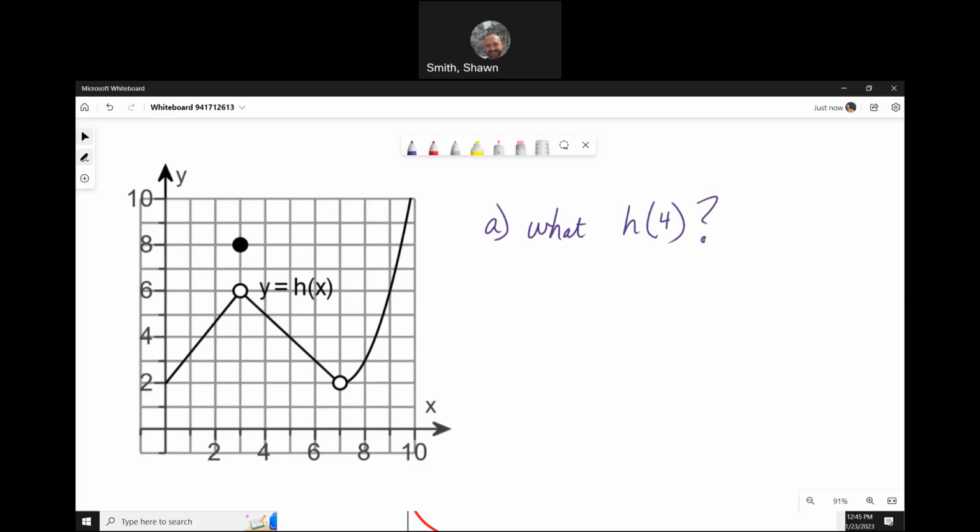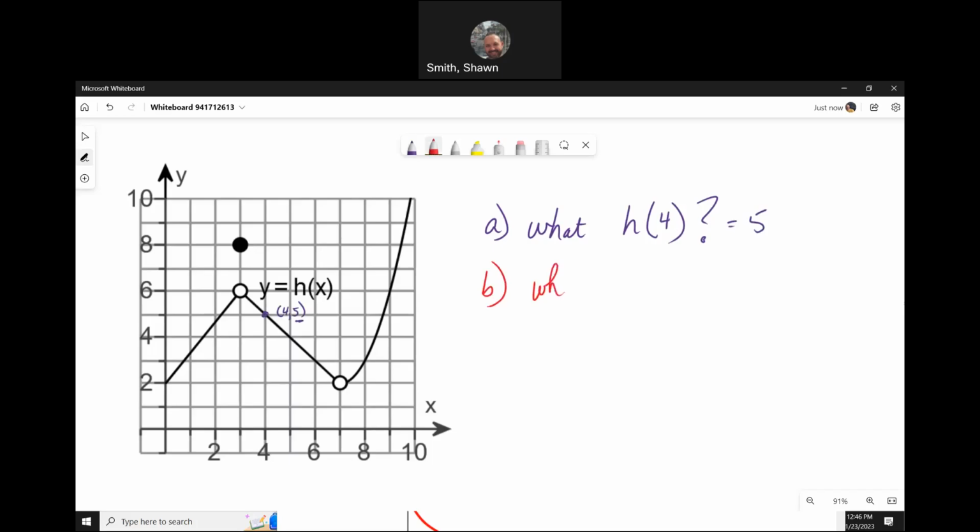You can see, go straight up. We're about right there, right? So that's the ordered pair (4, 5). So this is just equal to 5. Put a different color, something that might be a little easier to see.